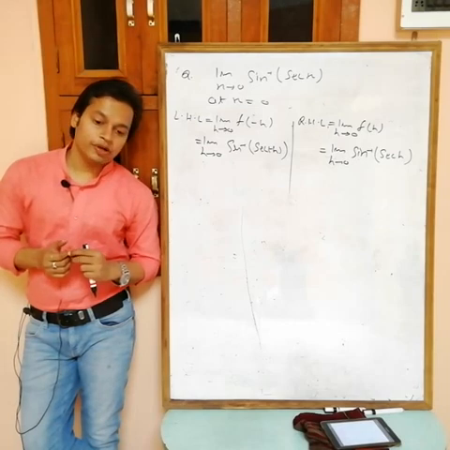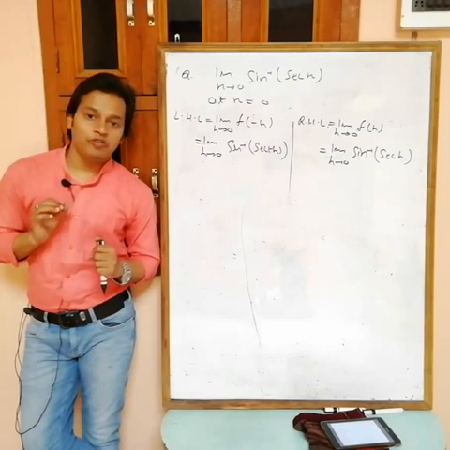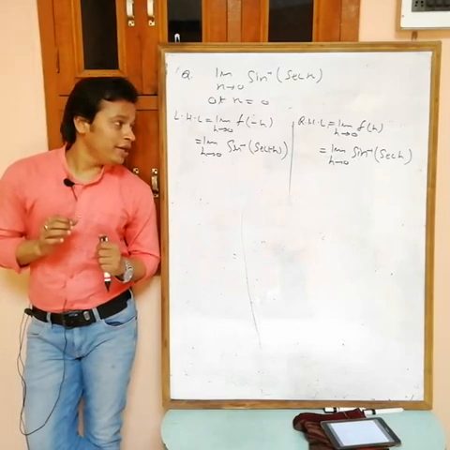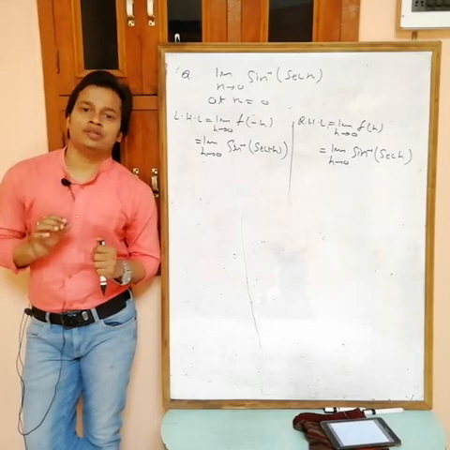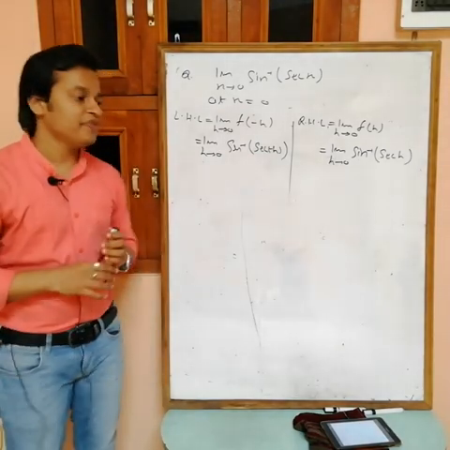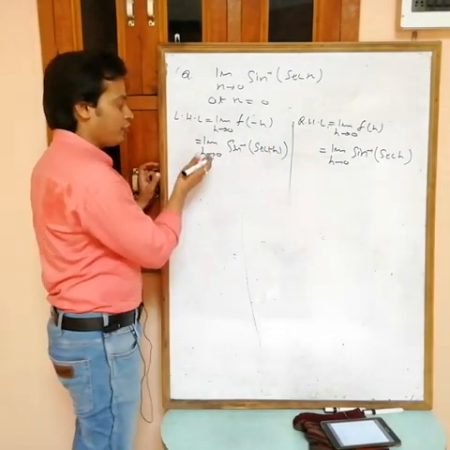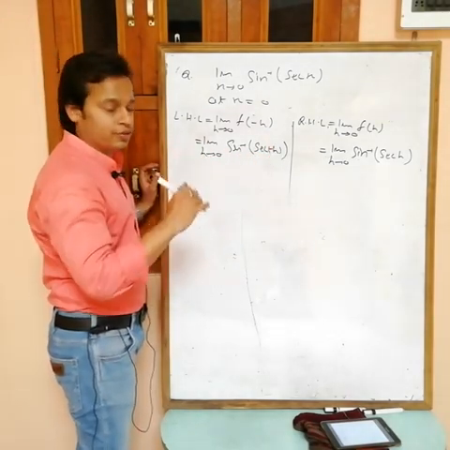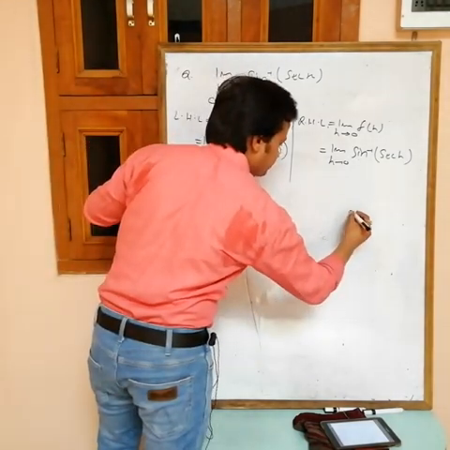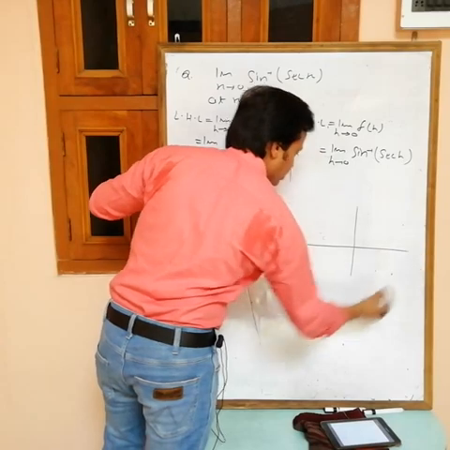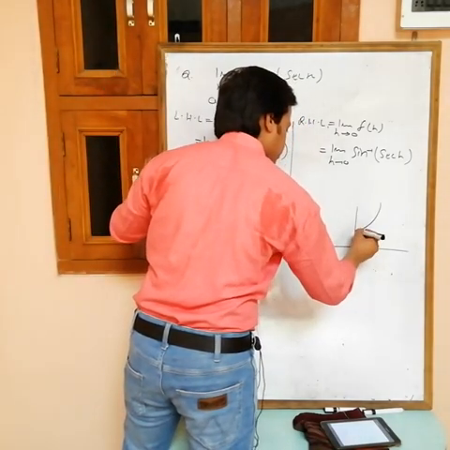Why does the limit not exist? Because limit is only defined for a function. But at this time both LHL and RHL do not exist. Why do they not exist? See, because this function is not defined for h greater than 0. How? See, if you draw the graph of sec h, then you will get it like this.